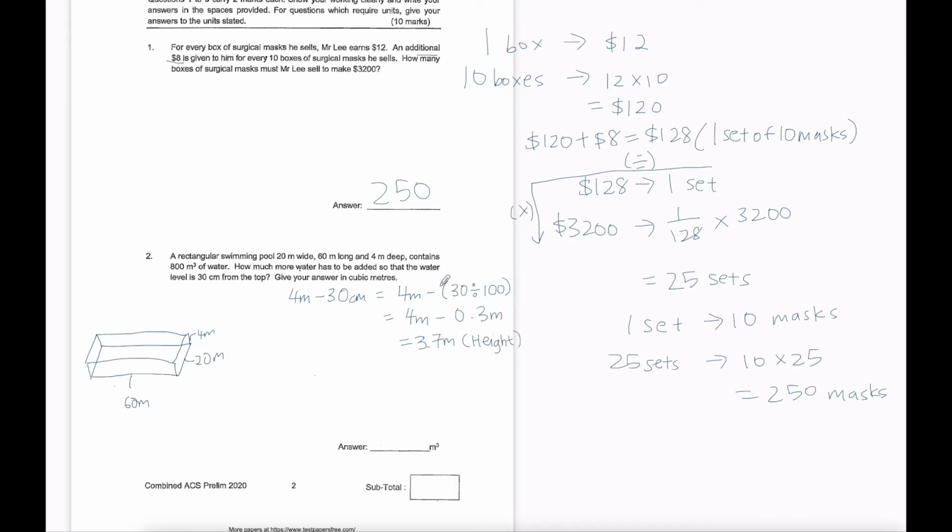Got it? So let's find out how much water this height gives us. We take the length times the breadth times the height. This will give us 4440 meter cube. We've got to minus away the 800 that's already inside. So 4440 minus away 800 gives us 3640 meter cube. So that's it. Let's move on.